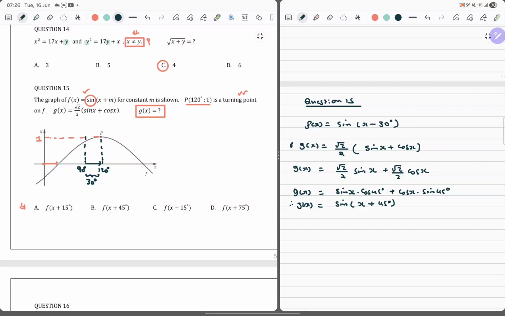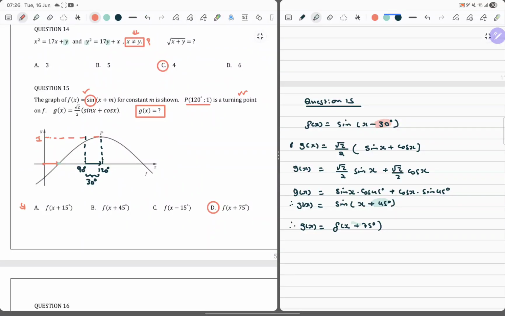Now if we compare these two, how do they relate to each other? We've got minus 30 degrees. Now all of a sudden we've got a plus 45 degrees. So obviously from minus 30 to 45 we must have added 75 degrees. Yes. So this is to suggest that therefore g of x must have been f of x plus 75 degrees. That becomes option D.